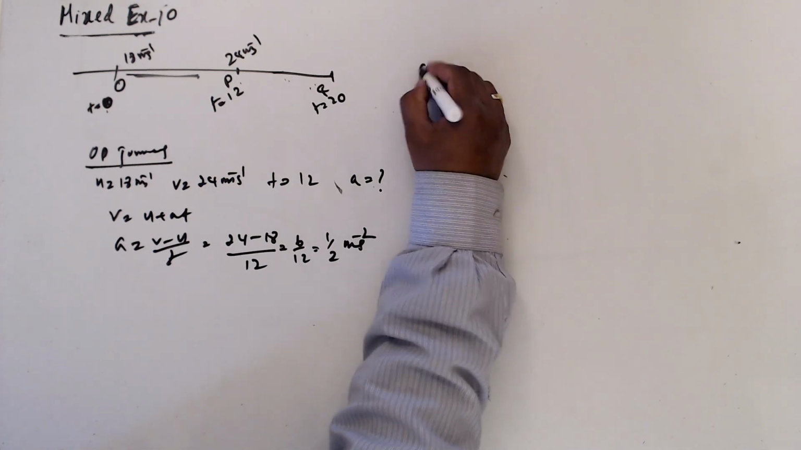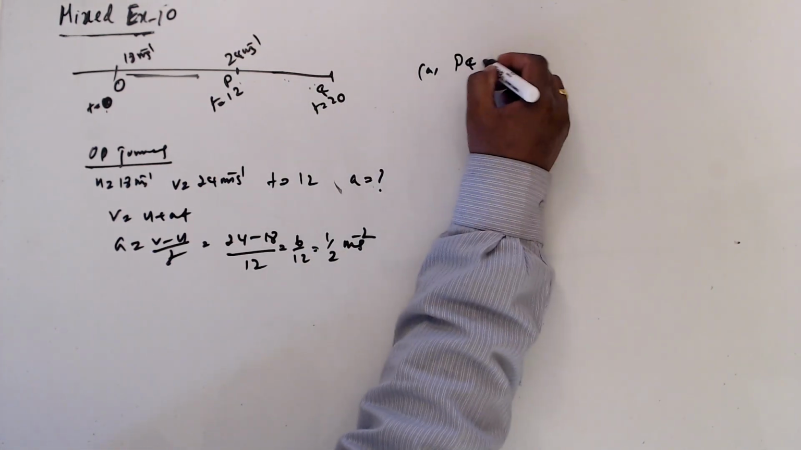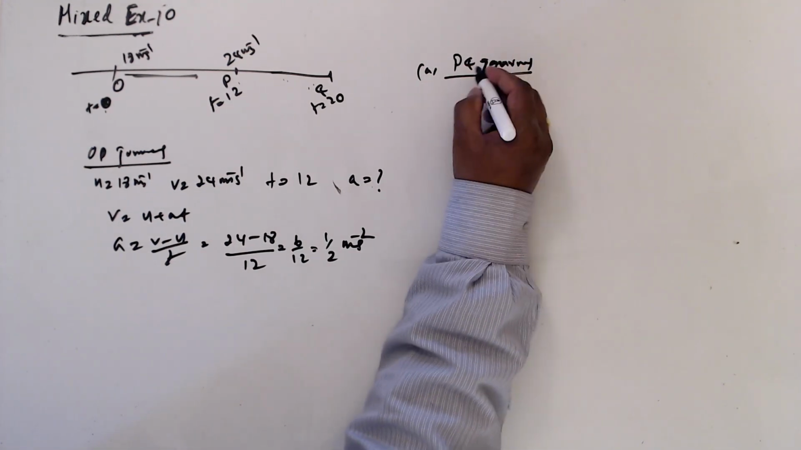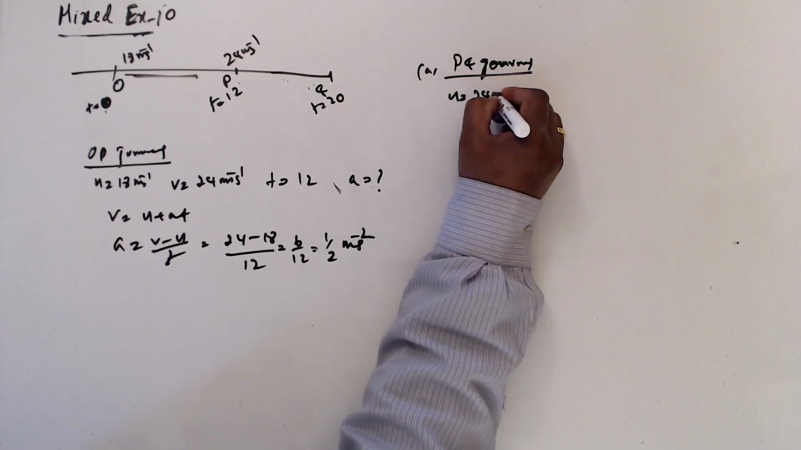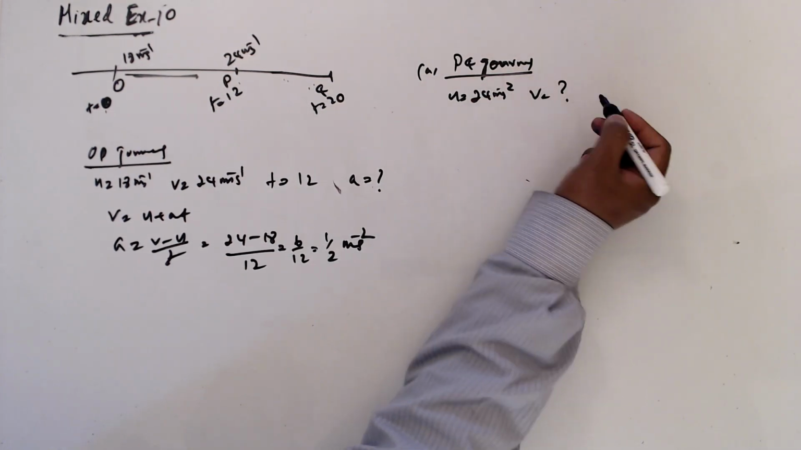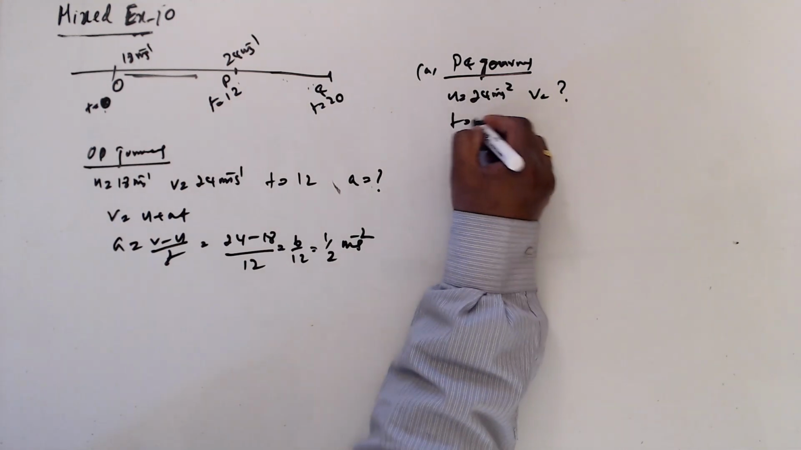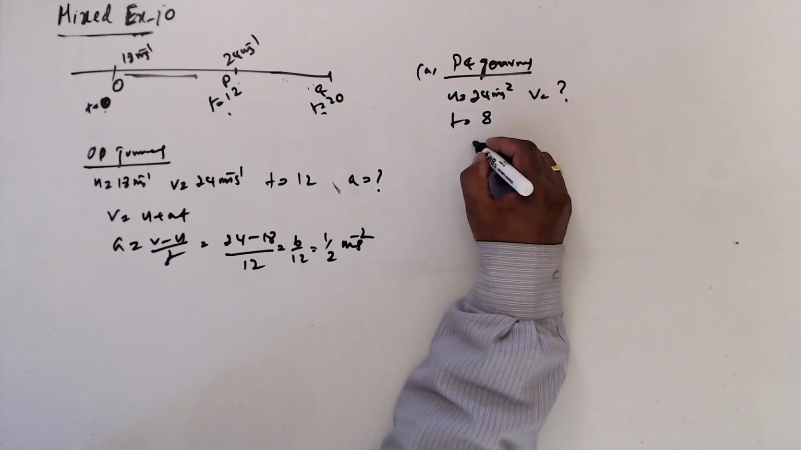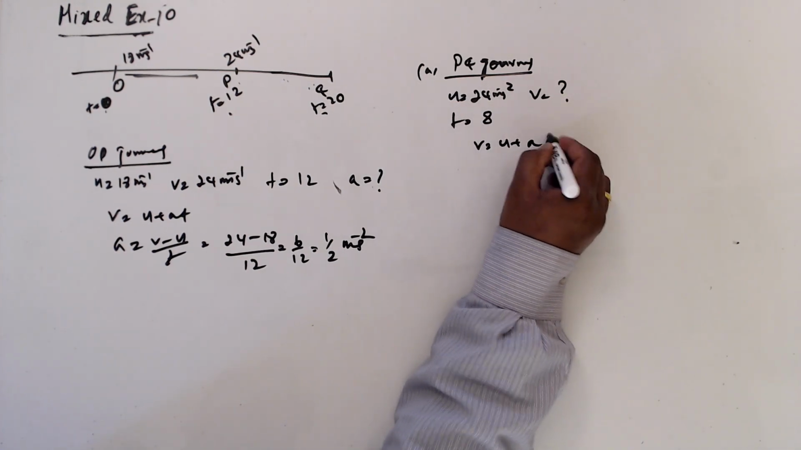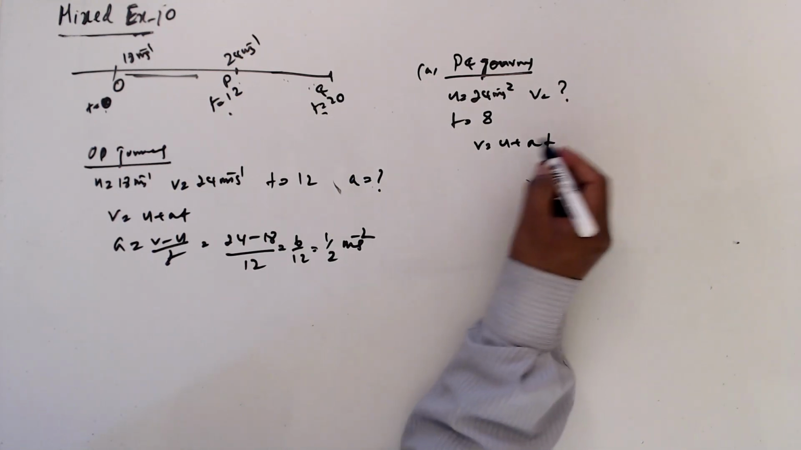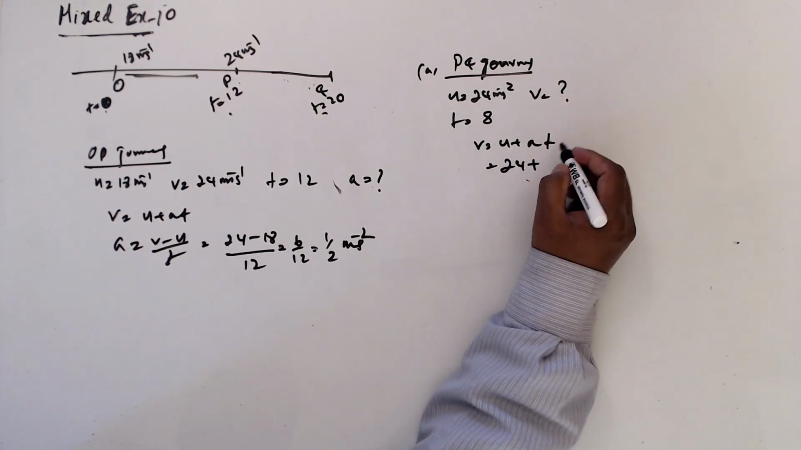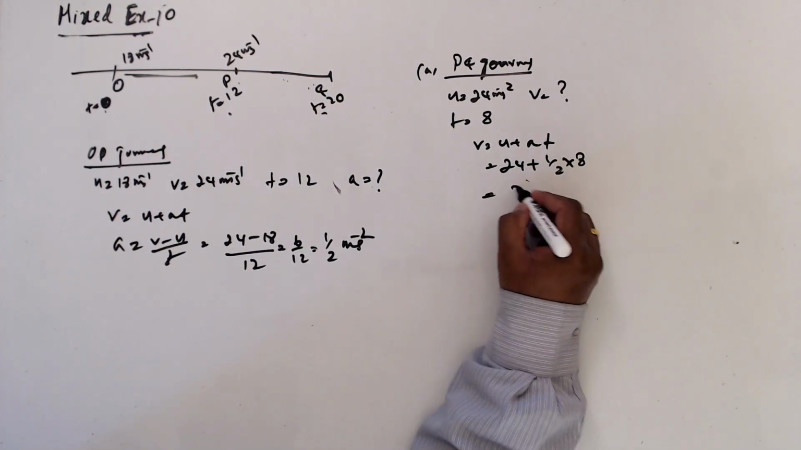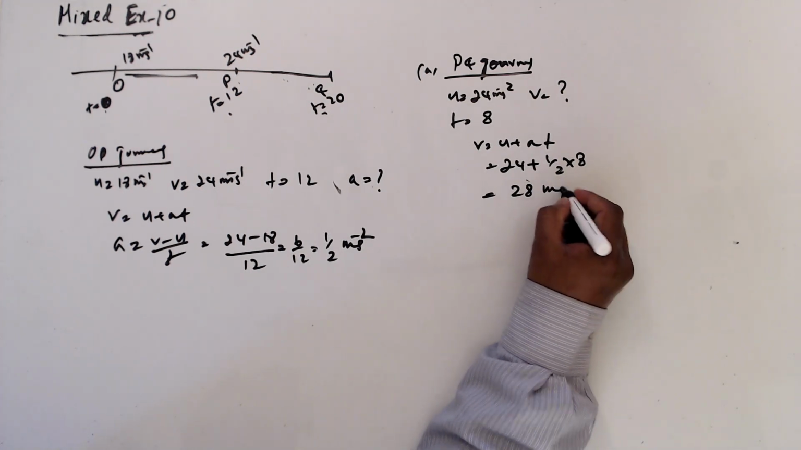Now consider the PQ journey. For that, u equals 24 m/s, and t is 8, which is 20 minus 12, and we can work it out now. v equals u plus at. So v equals 24 plus half times 8, that is going to be 28 m/s.